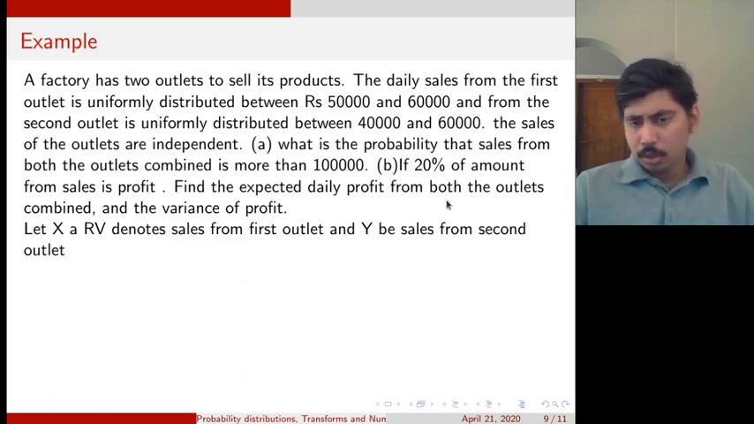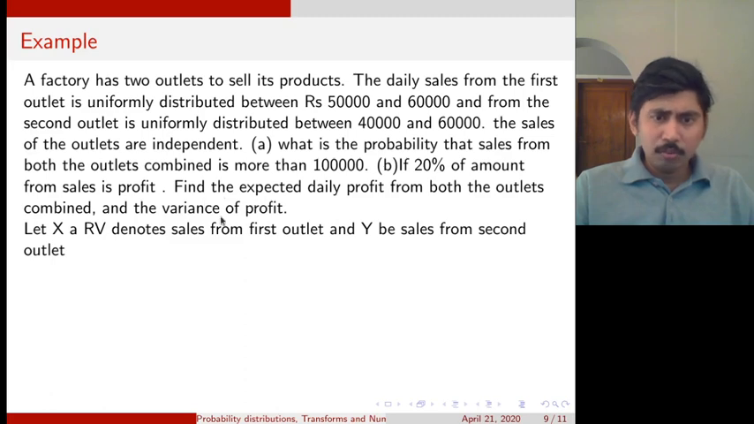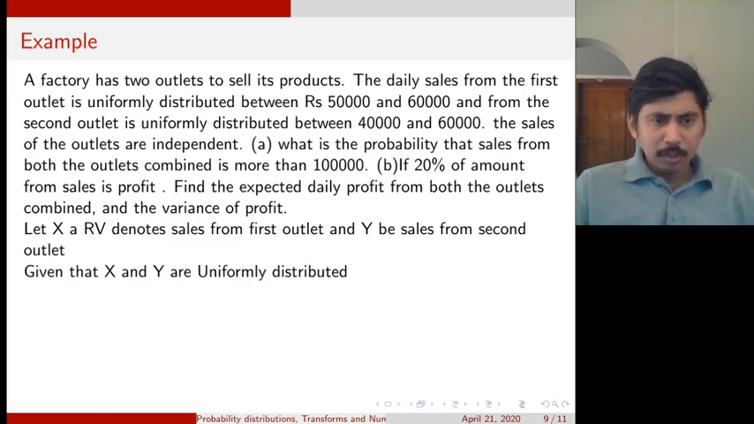20% of x plus y. The expectation of that is what we need, and I think variance also we need to calculate. Expectation and variance both we need to calculate. We already defined the random variables, and given that x and y are uniformly distributed, that's crucial information, then only we can calculate the joint distribution. Otherwise, if x and y are dependent variables and we don't know their distribution, we cannot calculate it.